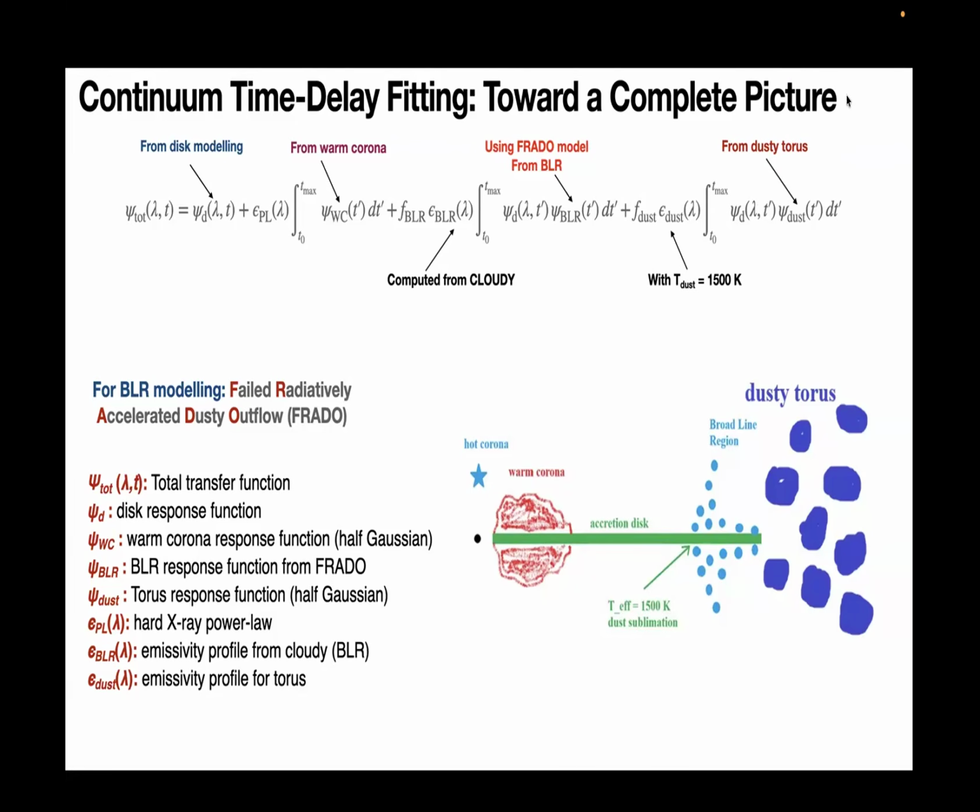And remember that both the BLR response and the dust response will be modulated by the emissivity profile of those emitting regions. The BLR emissivity profile is computed using Cloudy, and the dust emissivity profile is computed by considering a black body spectrum with a dust sublimation temperature of 1500 Kelvin. Then we combine all of these responses to construct the total transfer function.